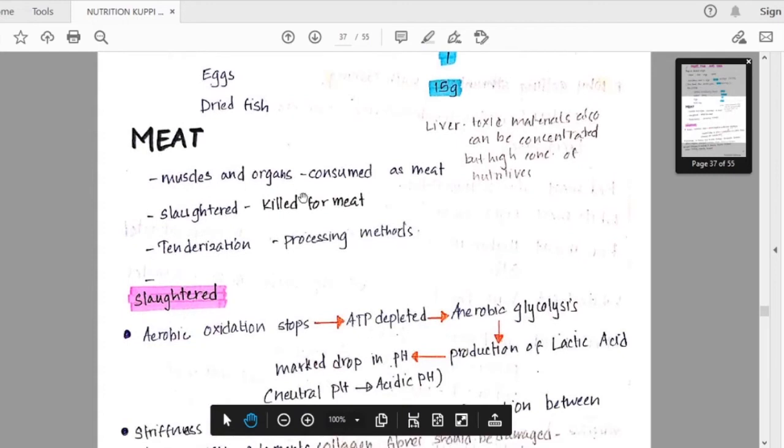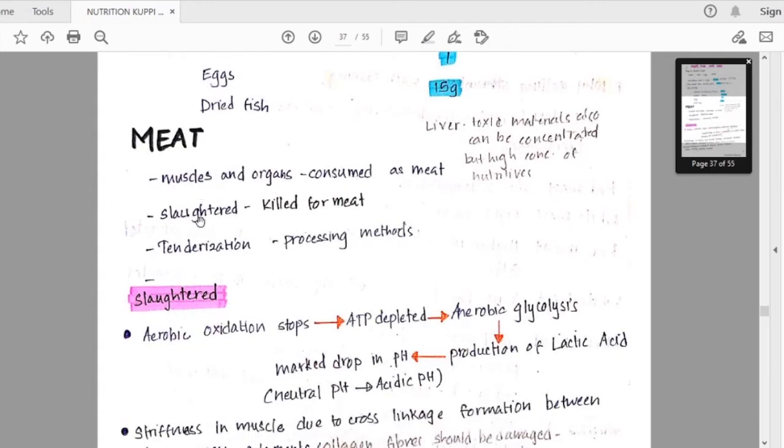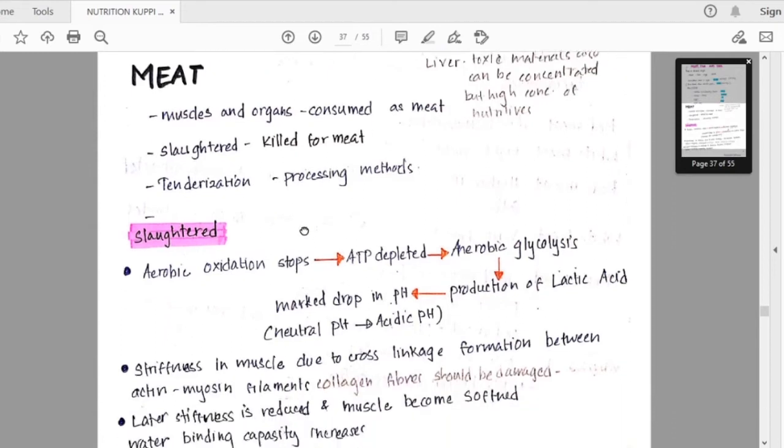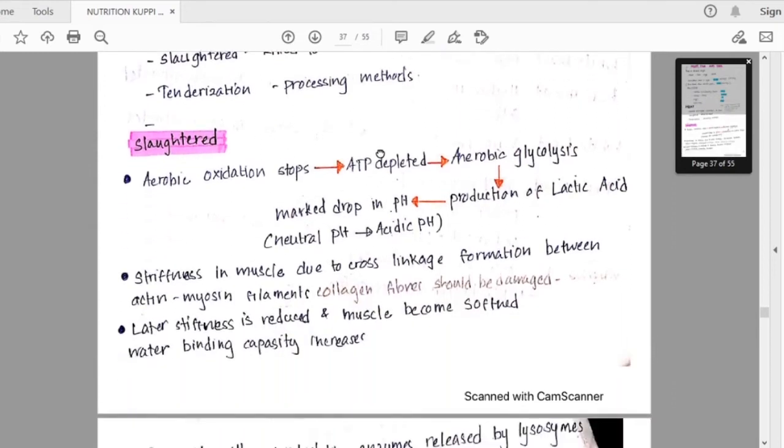Meat means the muscles and organs of animals that are consumed as meat. They are slaughtered, then slaughtering animals for meat. Tenderization is a processing method. Tenderization softens the tendon and muscle of the meat so that it is easy to chew.